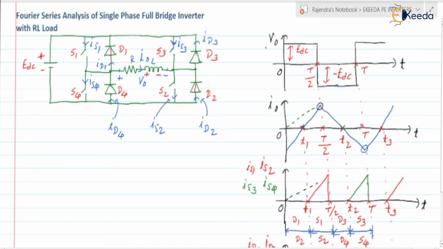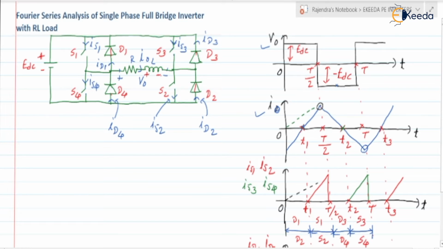In the last video we already discussed the V0 and I0 waveforms. So now let us discuss the Fourier series analysis. What is the purpose of the Fourier series analysis? The Fourier series is a tool which compares the alternating waveform, which is a periodic one, with a sinusoidal waveform, and it tells which harmonics are present in the waveform.